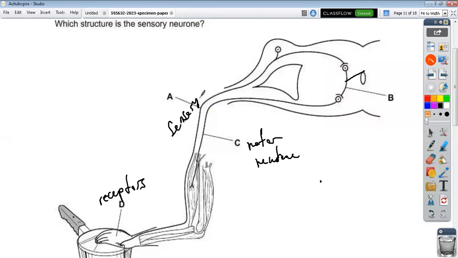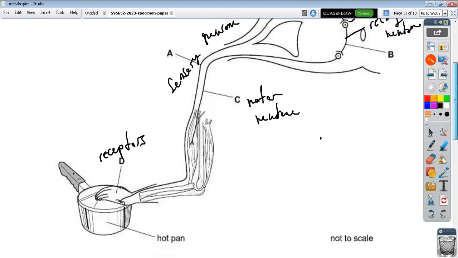What do you call it? The relay neuron. And what do you call this gap here between neurons? Synapse. Clear? Okay.